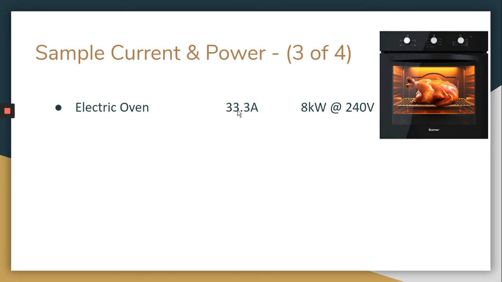So that 33.3 amps, that was more than the standard circuit breakers. So an electric oven will actually be on its own circuit and have its own high current circuit breaker. So 33.3 times 240 volts gives us up to 8 kilowatts or 8,000 watts.